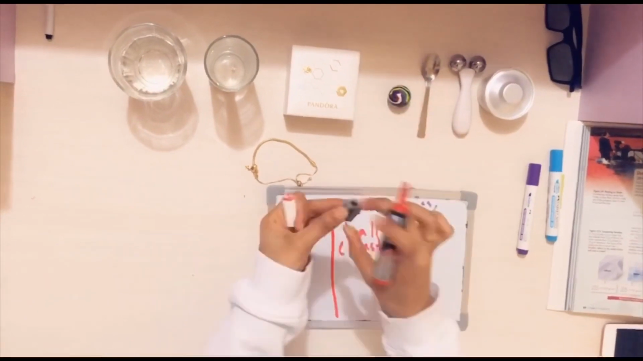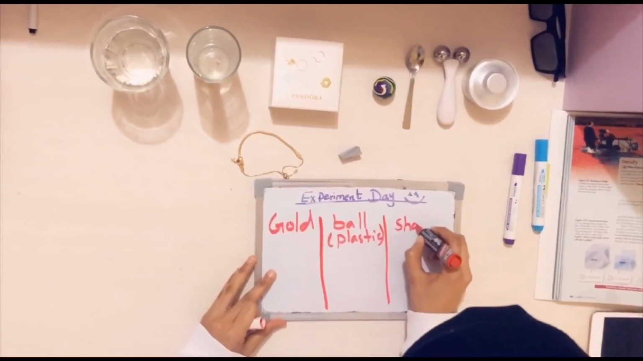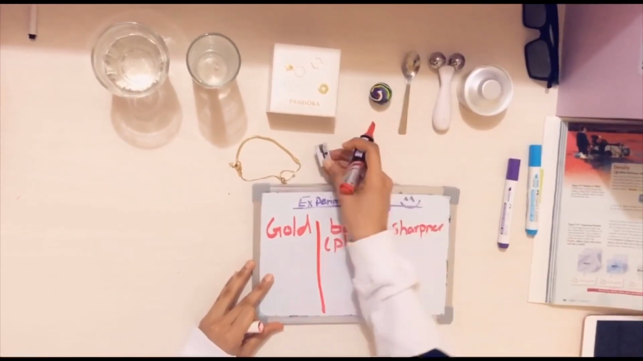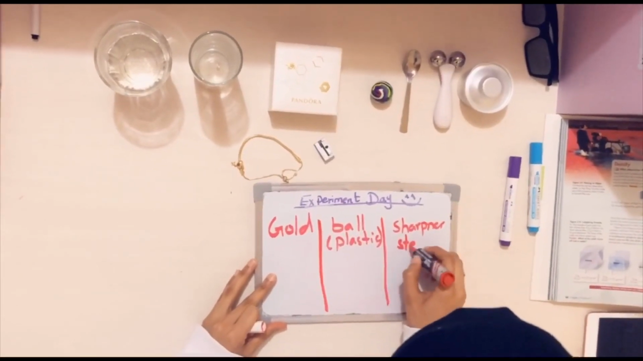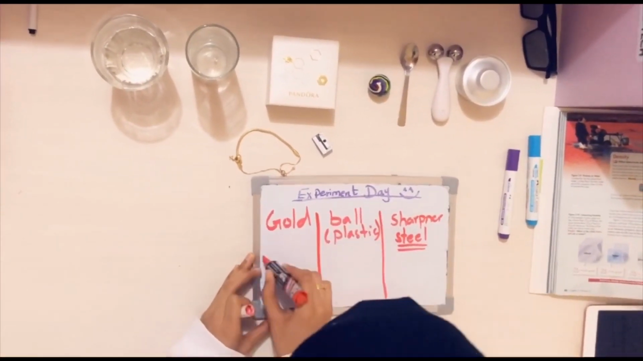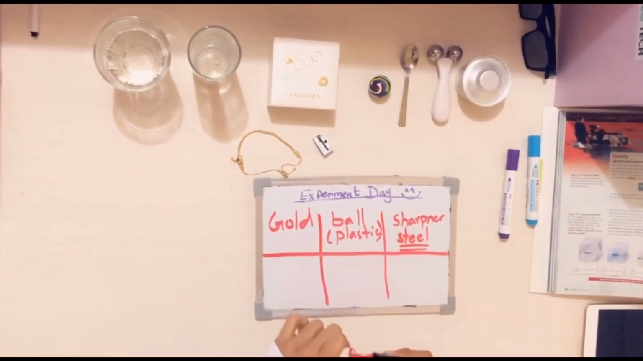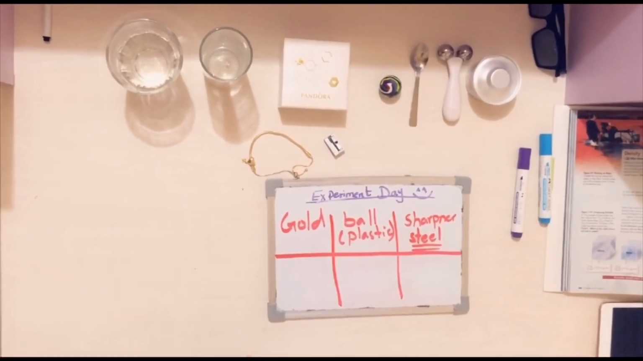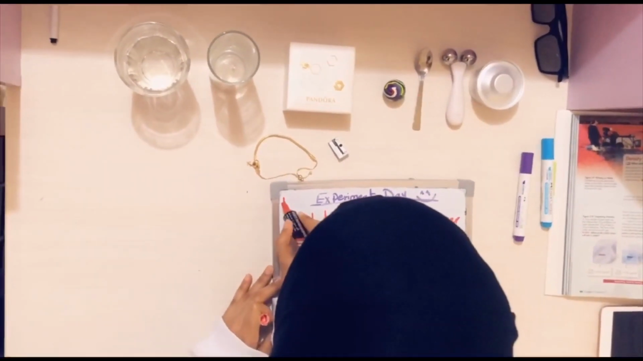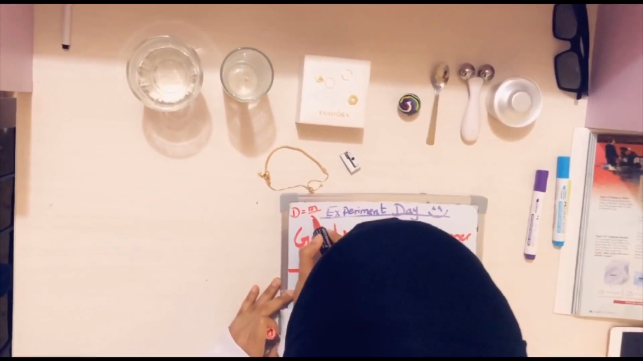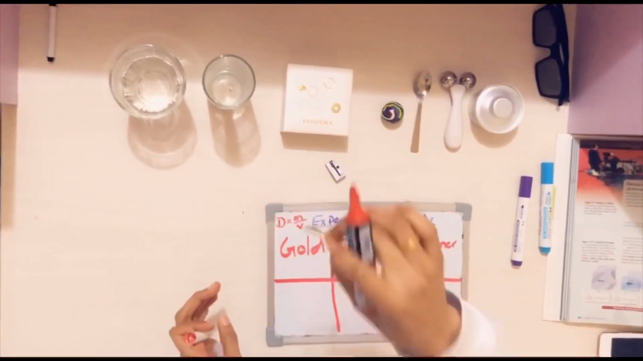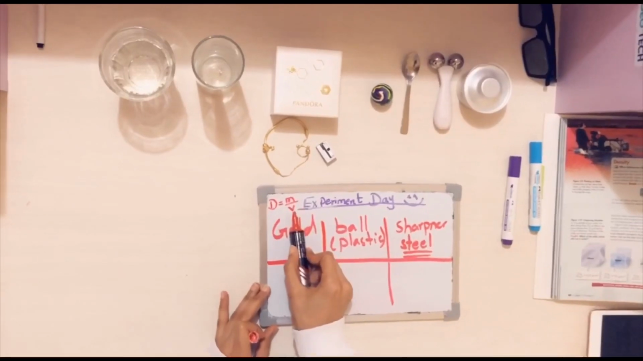And I'm going to use the sharpener, okay? Which is, let's say, just steel or iron. Those are the things that I'm going to measure the densities for. Okay, so again, to remind you of the equation, D equals M over V. So in order to find the density of this gold, I have to know the mass and then I have to know the volume of it.